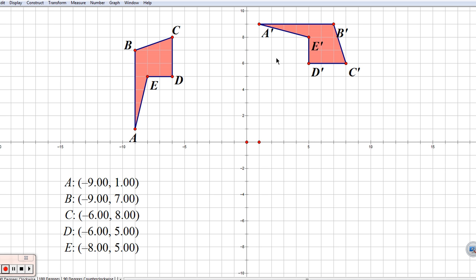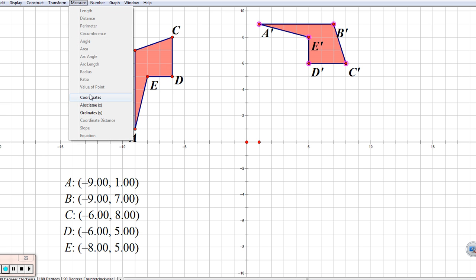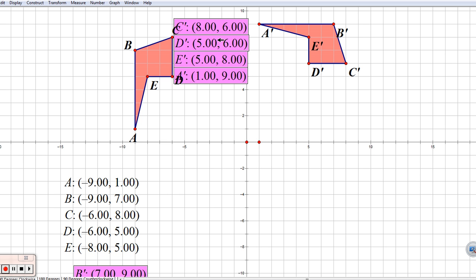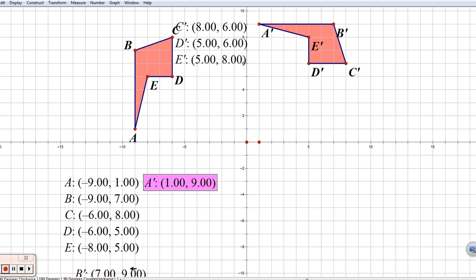So notice my shape is still identical. There is still what's called rigid motion, which means that my shape itself didn't change, just the position of it did. Notice how different it looks now. I'm going to very quickly measure my coordinates for my new image. Just a reminder, my original shape is called the pre-image. I'm going to move these up so that I can do some comparison.